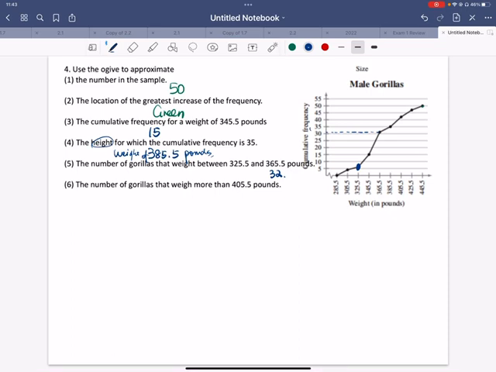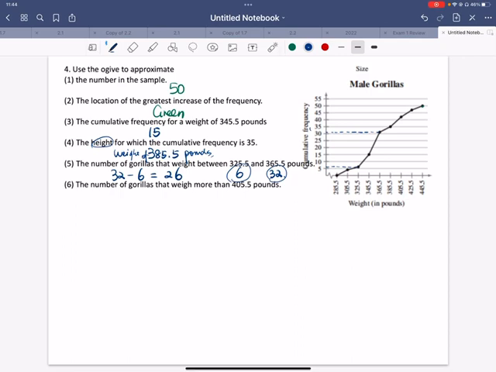Now 325.5, I will estimate that is about, what do you think, 6? So there are 6 of them less than 325.5. 32 of them are less than 365.5. Okay, so what's the difference? I use 32, take away 6, we have 26. So there are 26 of them between those 2 weights. So this many total, this many less than, what's in between? We find the difference, right?